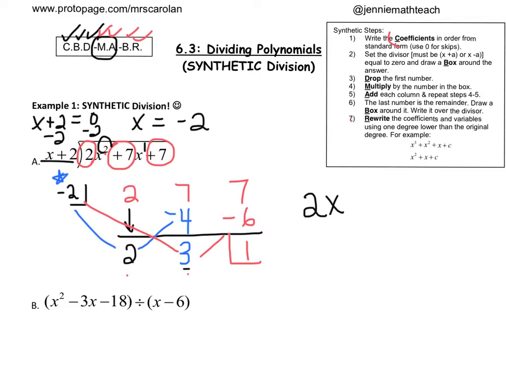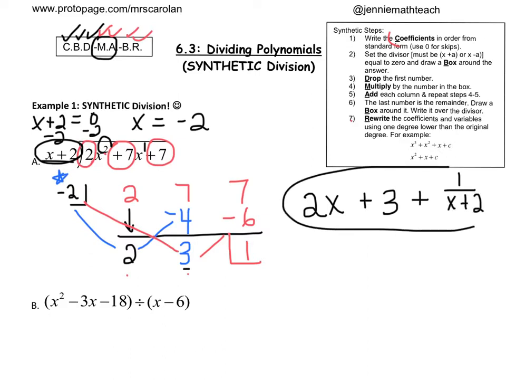Next we'll write the 3, it's positive, so we'll put 3, and we don't need to put any other variables. And the last step is to write our remainder, it's positive, so we'll put plus 1 over our divisor, just like we learned before, which is x plus 2. And that's your final answer.